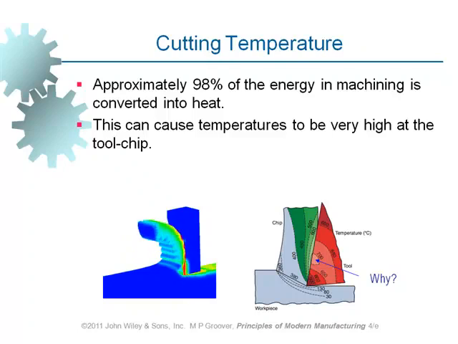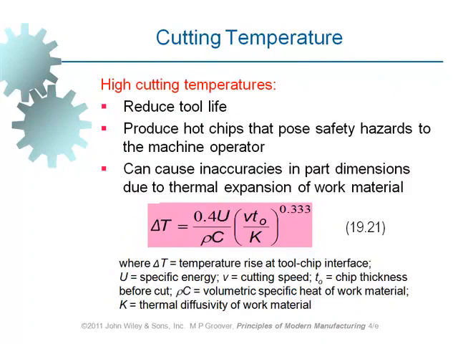Okay. How do we estimate the temperature? By making use of the equation which is given here, we can estimate the temperature rise. Delta T represents temperature rise in the whole operation, and we are familiar with those parameters already. Parameter K is the thermal diffusivity of the work material, which should be given for a given operation, and rho C is representing the volumetric specific heat of the work material. This equation here gives us the change of temperature.